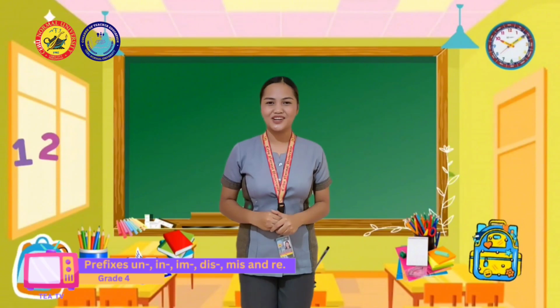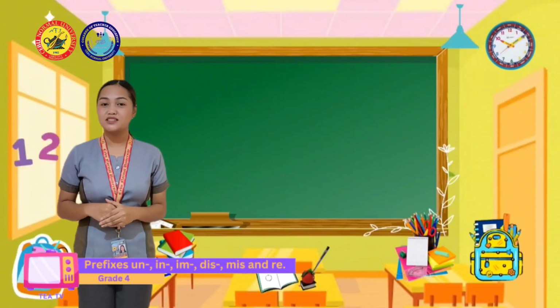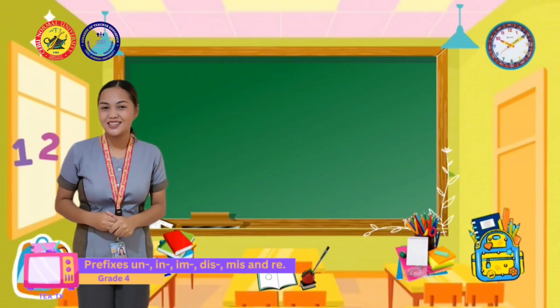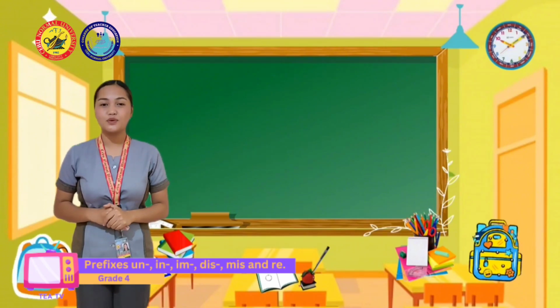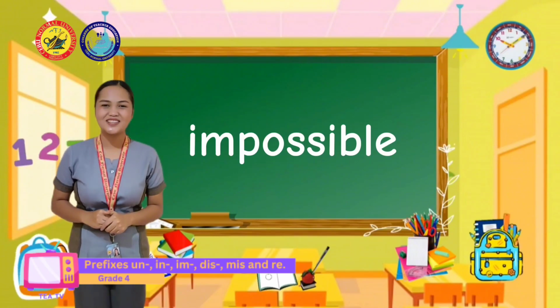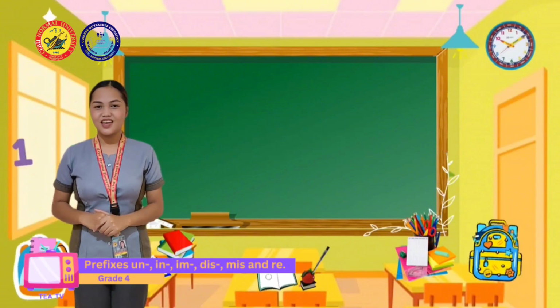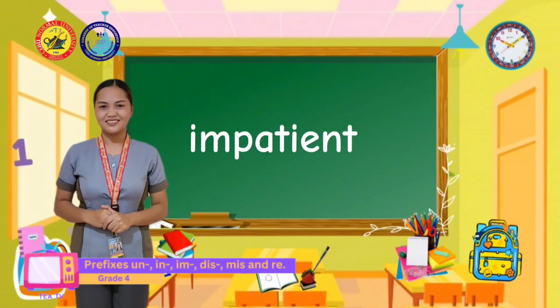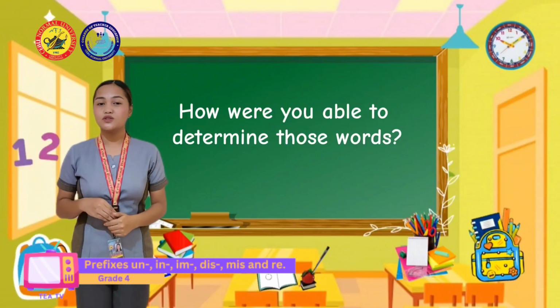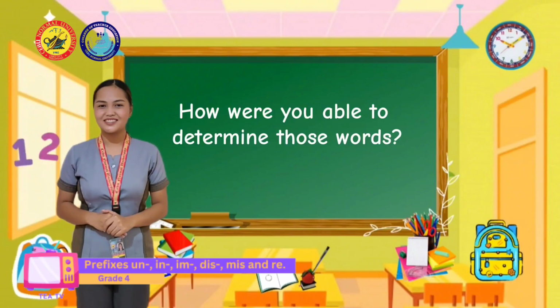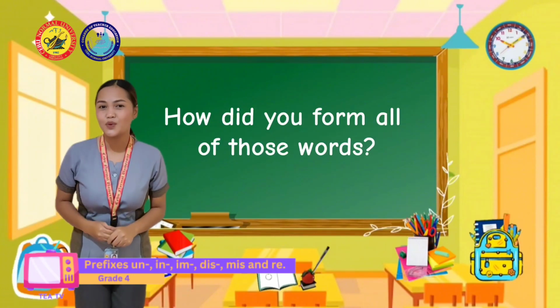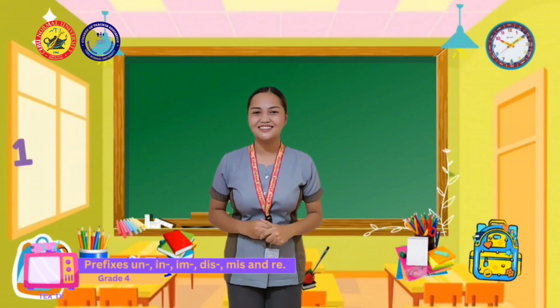Now, we'll go to another activity to see how much you have learned. Based on the puzzle pieces you have formed recently, can you guess the meaning of the word impossible? Can you comment down below? How about the word reuse? How about the word impatient? How were you able to determine those words? And how did you form all of those words? Based on those words, what have you observed on the yellow puzzle and red puzzle?